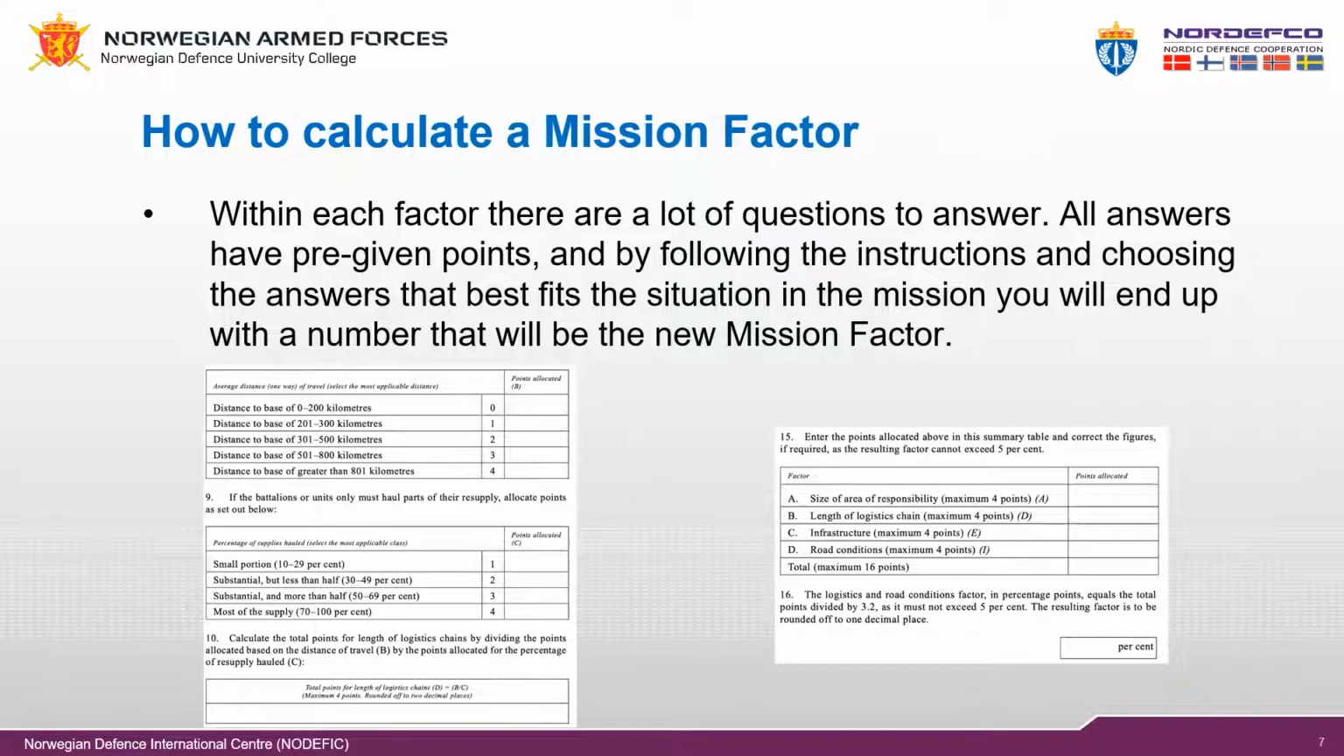All these three factors are built up as decision sheets. Within each factor, there are a lot of questions with pre-made alternatives of answers. All answers have pre-given points, and by following the instructions and choosing the answer that fits best to the situation in the mission, you will end up with a number that will be the new mission factor. It's easy to follow each decision sheet and fill in the best suitable answer.